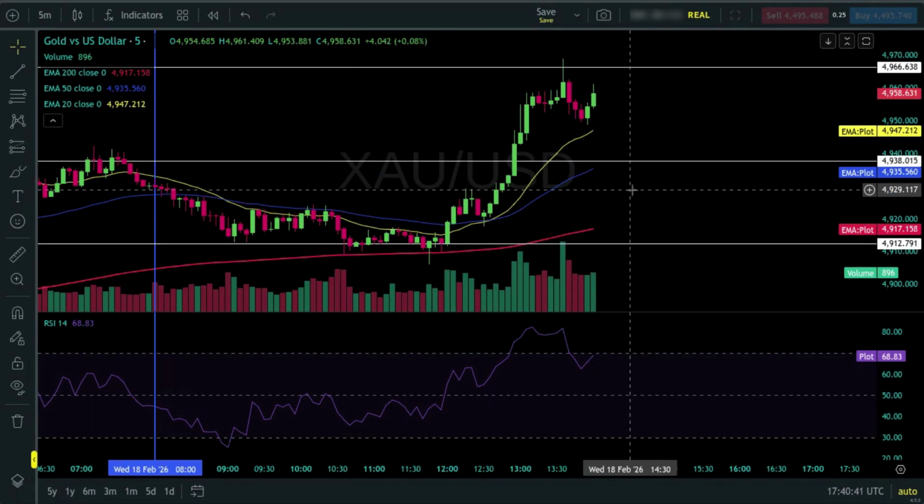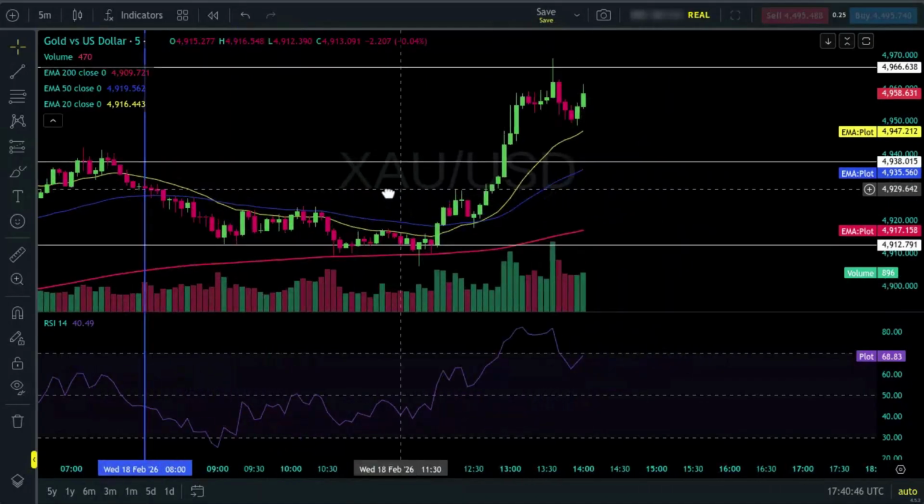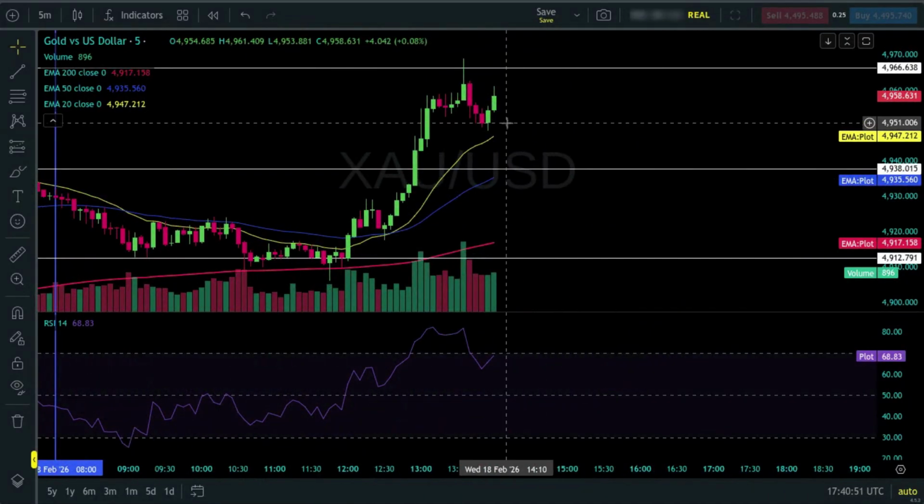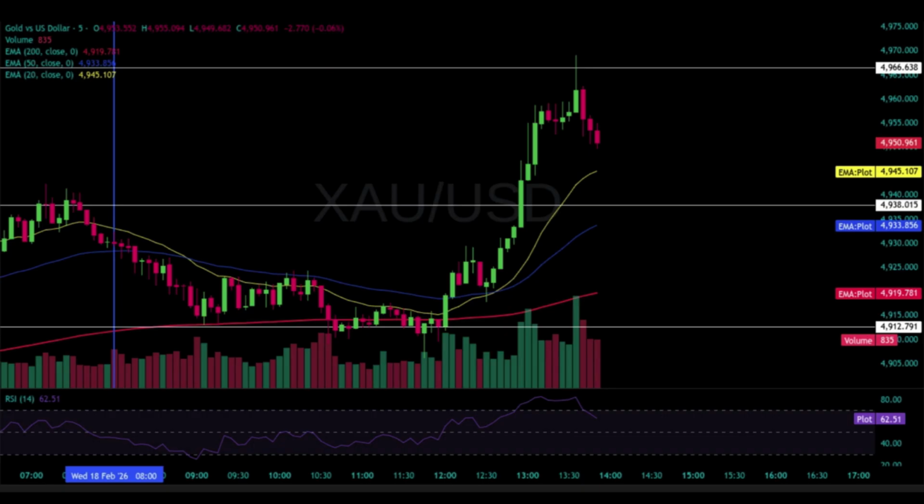Volume. Volume shows real activity in the market. It shows when traders are actually entering. Look at this. Price is pulling back, but volume is low. This tells me there is no strong participation yet. So I wait. No volume, no entry.